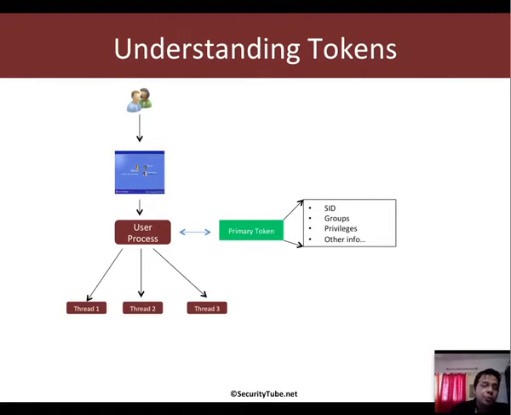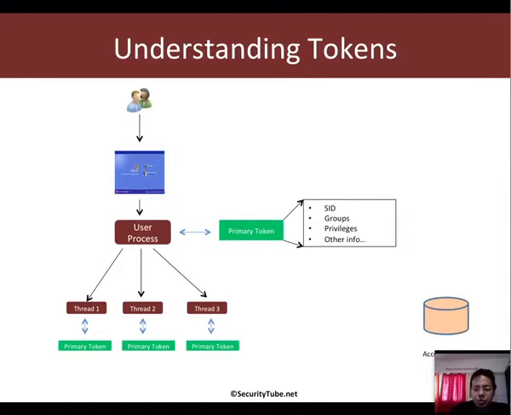If the user process creates multiple threads, all of them inherit the same primary token. The whole idea is that the system wants an easy and flexible way to pass down permission sets based on the different privilege and authorization levels of the user.